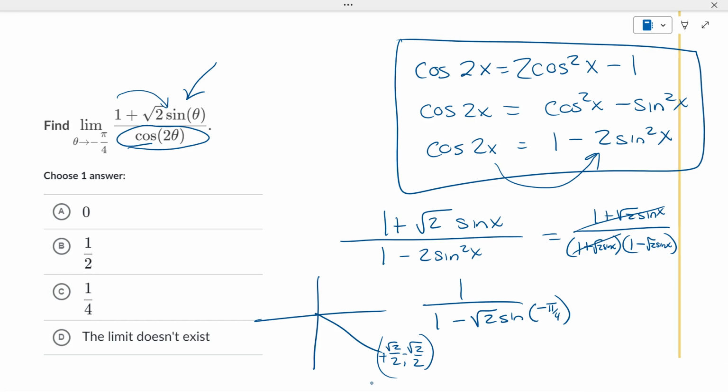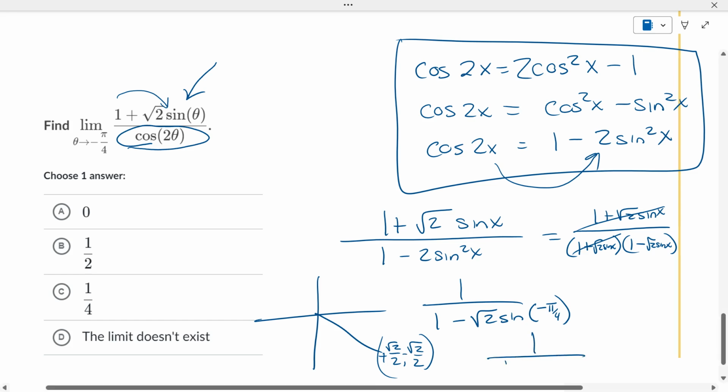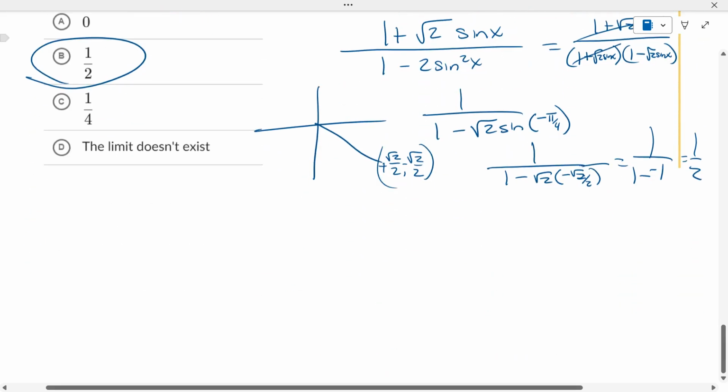All right, so if we put that in, 1 over 1 minus square root of 2 times negative square root of 2 over 2, which is 1 over 1 minus square root of 2 times square root of 2 is 2, 2 over 2 is 1, so it's 1 minus a negative 1, which is 1 over 2, or 1 half. All right, there you go.